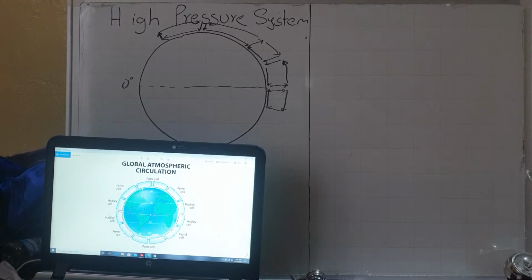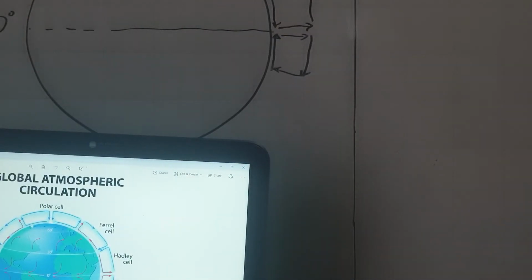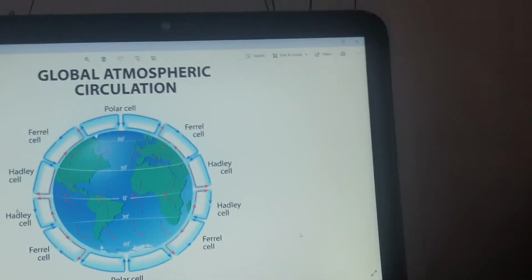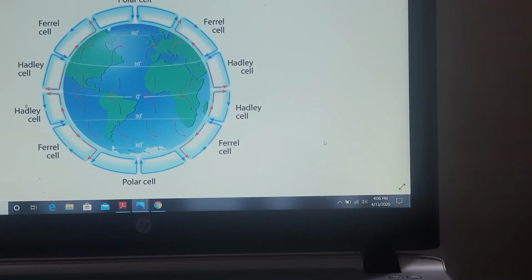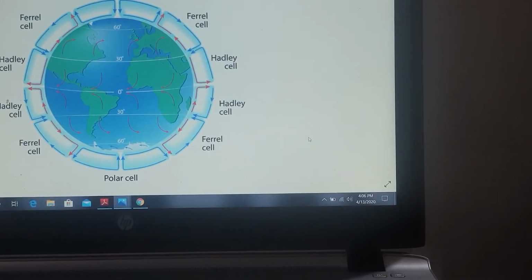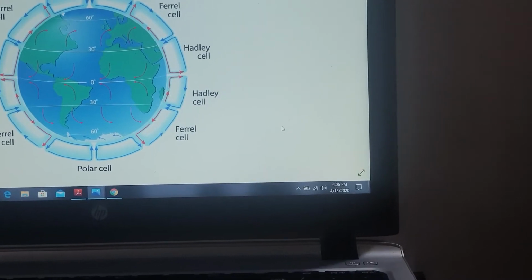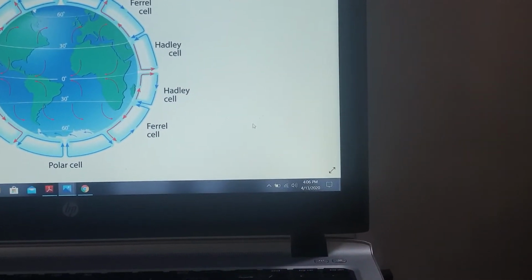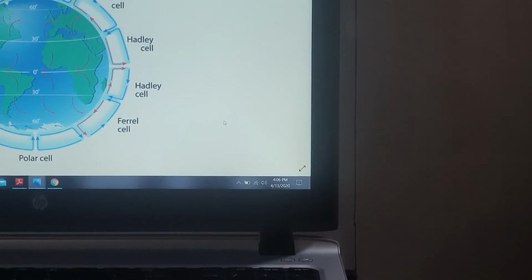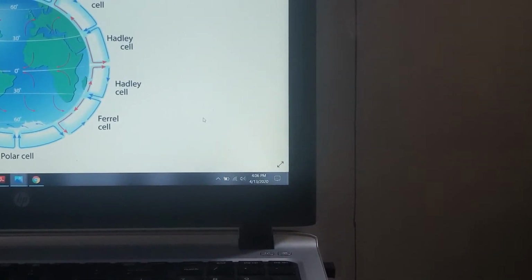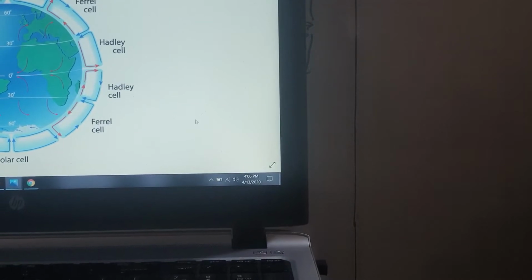Now we're going to look at the high pressure systems. If you can have a glance at the laptop, you can see the different types of cells. We have the first one on the equator, a low pressure region around 0 degrees. Why is it the case? Because the temperature there is high, and that causes air to rise, and as it gets to the upper atmosphere, there is a divergence. One branch goes south, the other goes north, forming the Hadley cells, depending on which school you went to.